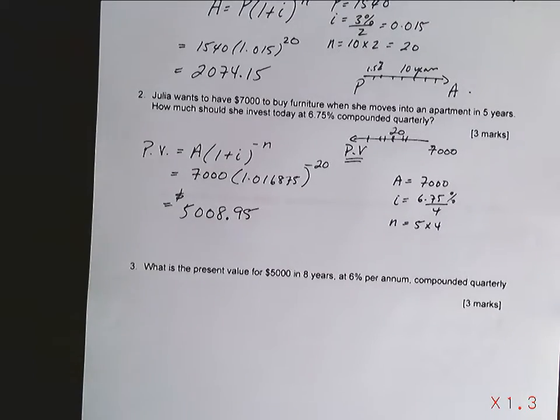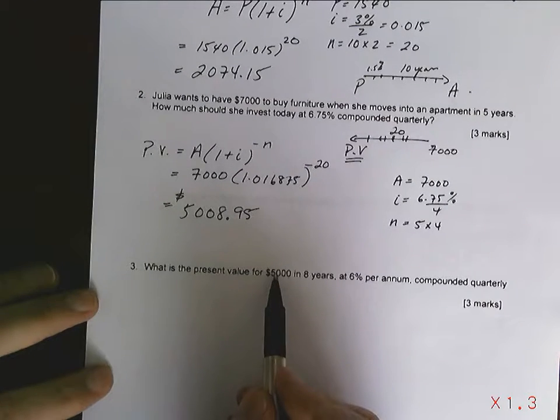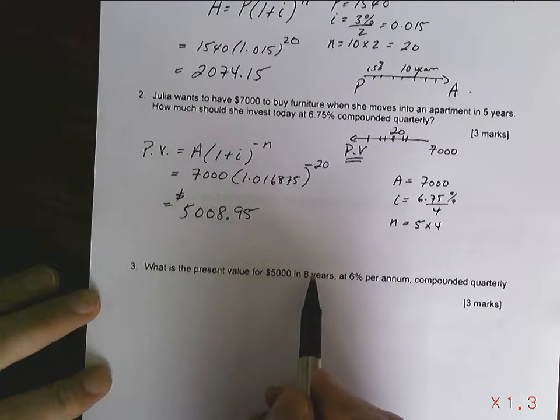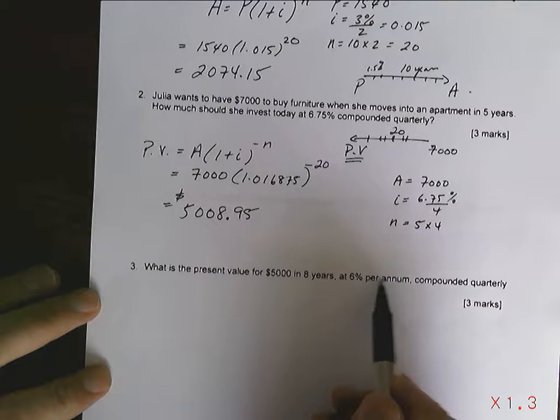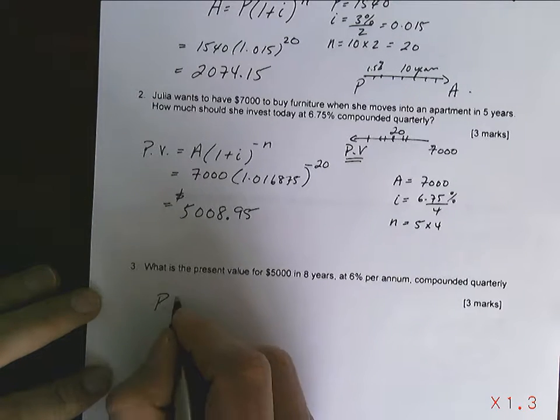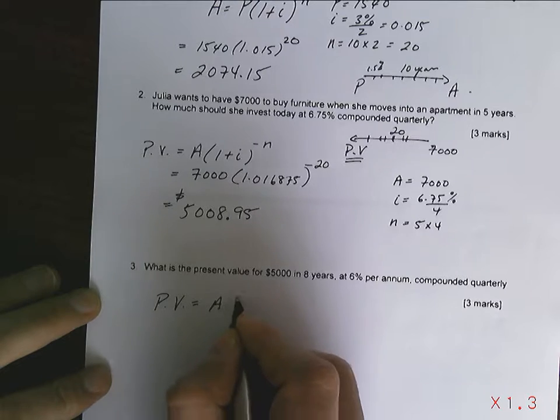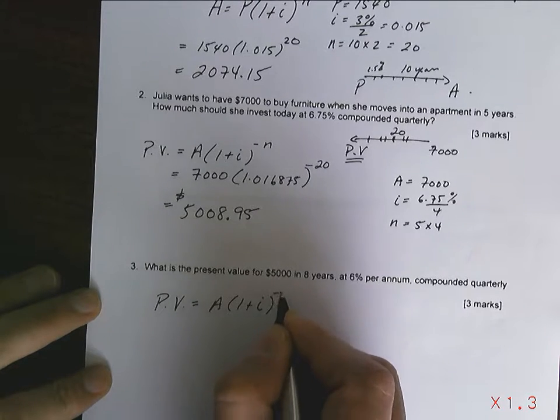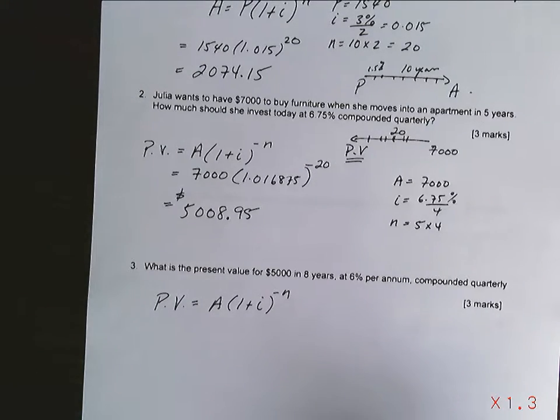This next question, a bit of a mistake on my part leaving it on the test because it's the exact same as the question above it. What's the present value for $5,000 in 8 years, 6% per annum, compounded quarterly? Exact same question, exact same formula. I like using the formula with the negative exponent.